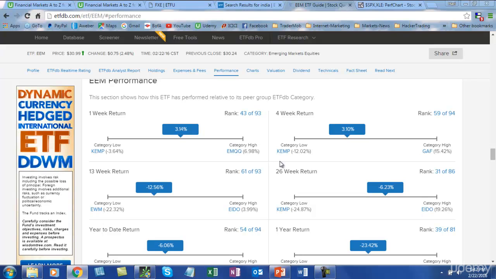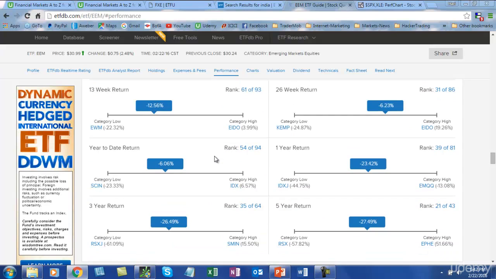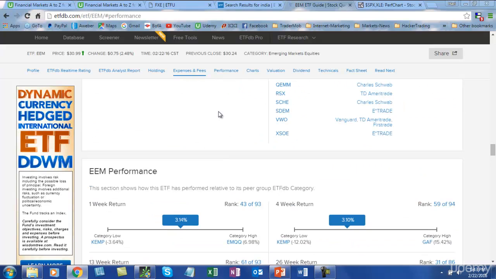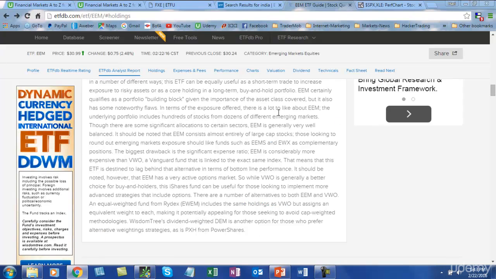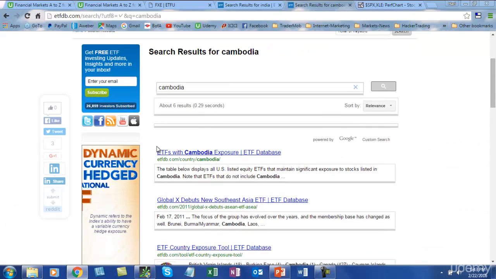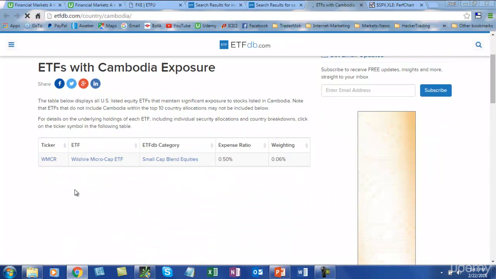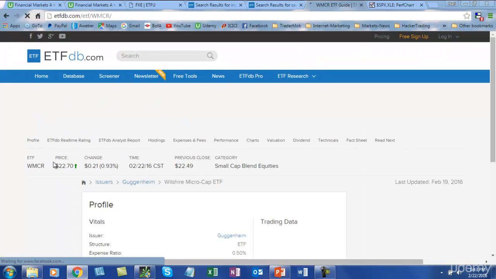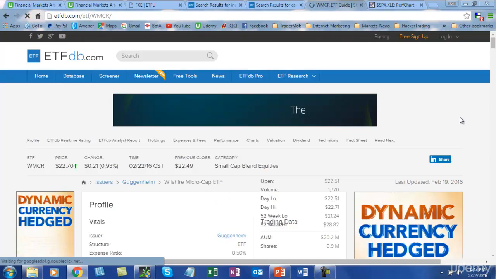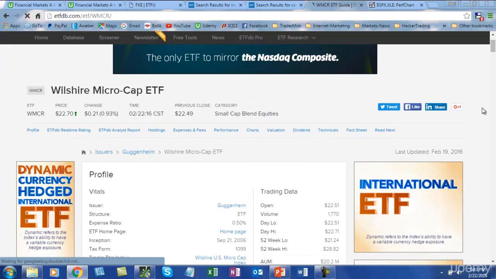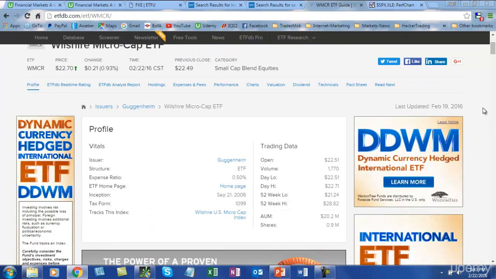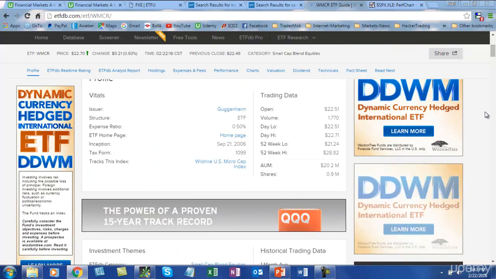I wanted to also show you how these things break down, so that if you had a specific ETF, let's say you wanted to invest in, I'm going to go for a really exotic one. So let's say I wanted to invest in Cambodia. Okay, so here, ETFs with Cambodia exposure. Let's go take a look at that. There's only one, which is fine, and it's obviously a small cap, and I would assume that most companies in Cambodia would fall into what we categorize as a small or a micro cap.